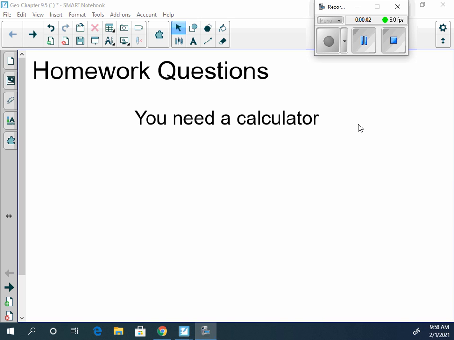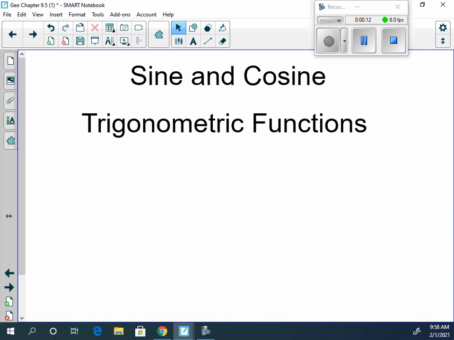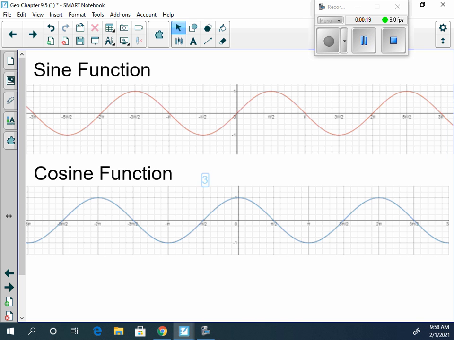So since we finished up 9.2 with our special right triangles last week, we are going to be moving on to what? Chapter 9.4, yes? That's logical, right? Actually, not 9.4, 9.5 is what we're going to be looking at, and that's sine and cosine.